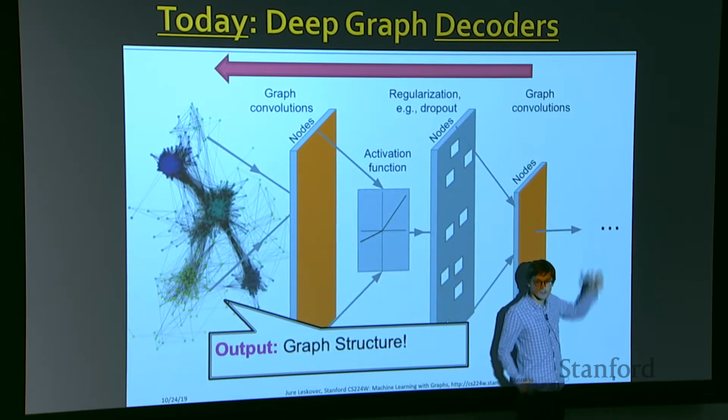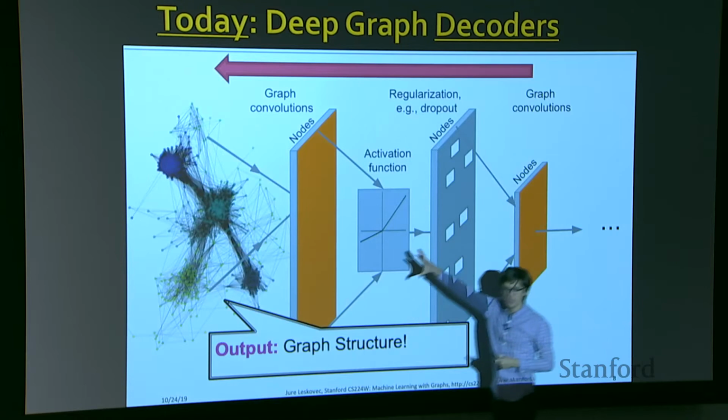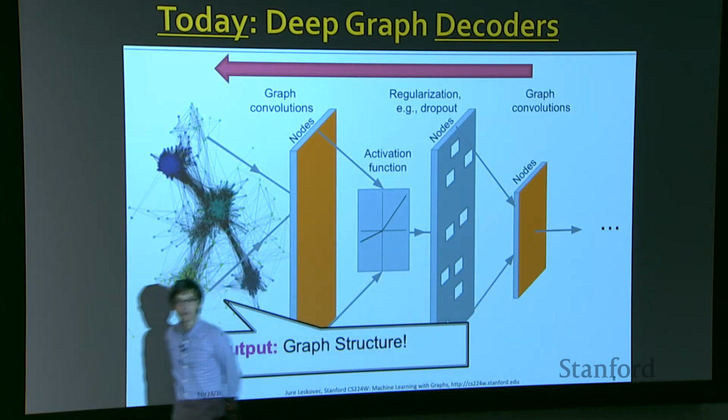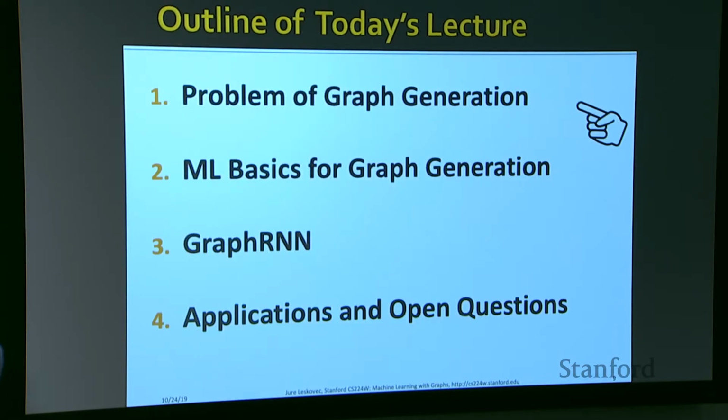into some vector. Now we will say how I decode from this vector the entire graph structure. That's what we do. So we go the other way. So the outline for the lecture today will be that I'll first introduce the problem of graph generation.